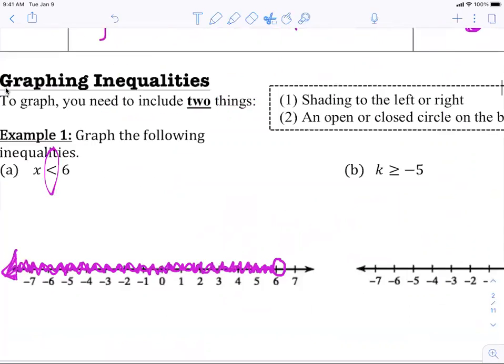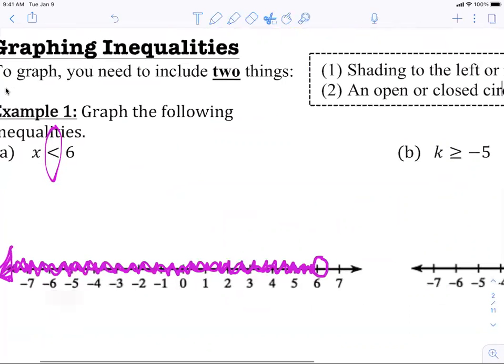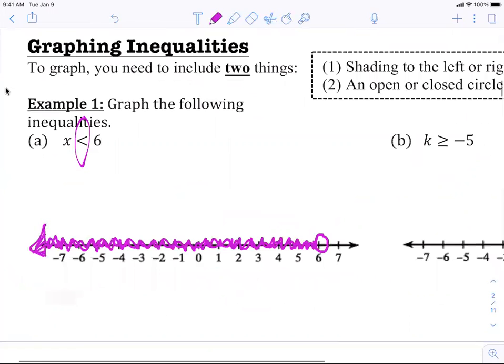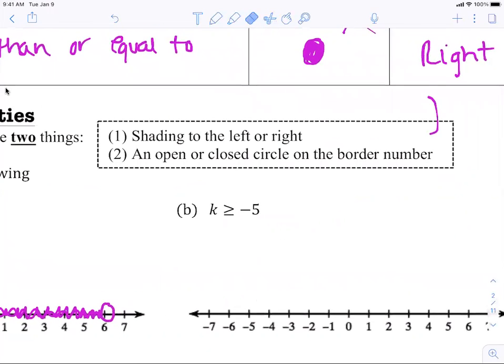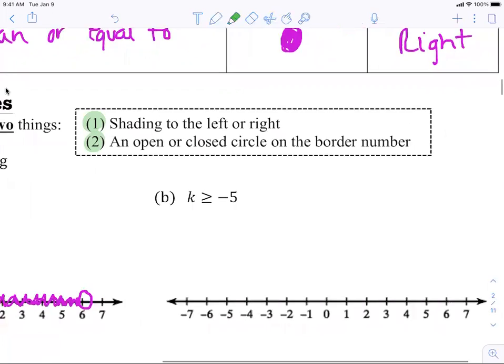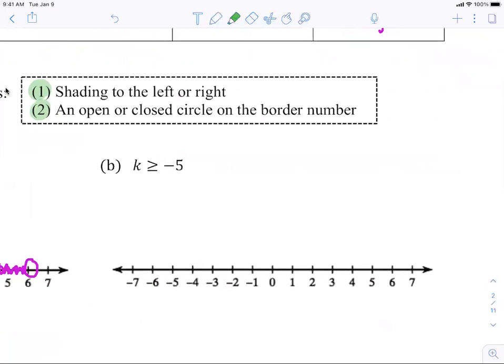And so number 1, this is what the graph of that inequality actually looks like. So I have kind of some notes up at the top here, but you'll see here that every graph should kind of have 2 things going on. There's always going to be shading to the left or right of some number, and there's an open or closed circle on that border number. So what I want you guys to do is pause your video and try graphing example B, and go.